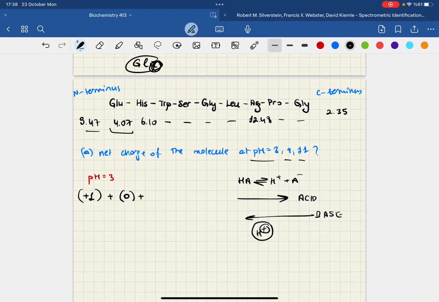Plus histidine. Now, histidine, I know that it's written 6.10. However, we must pay really close attention to this part, because there's a key concept. It's really probable that a lot of students will think, well, it's an acid, as its pKa is smaller than 7, however, the pH is 3, smaller than its value, and it will have 0 charge. But no, this is not the case. We should know that histidine is a basic amino acid.